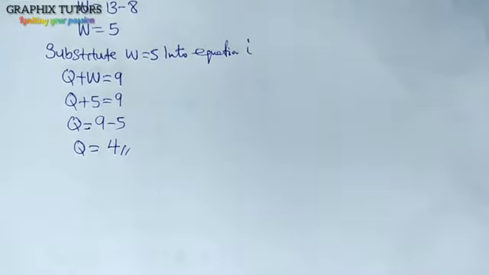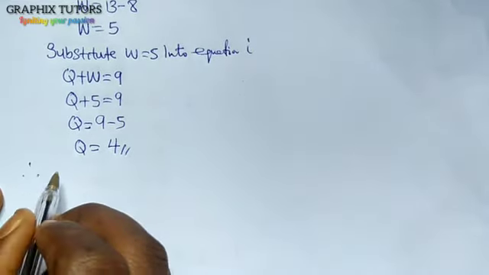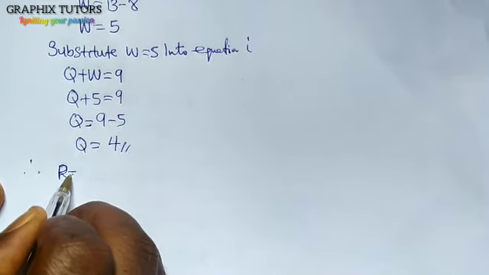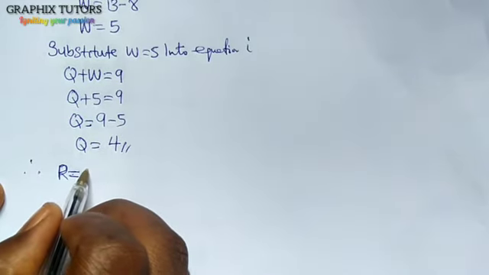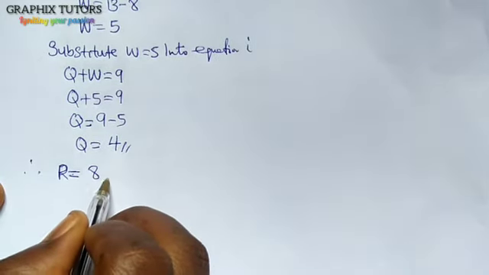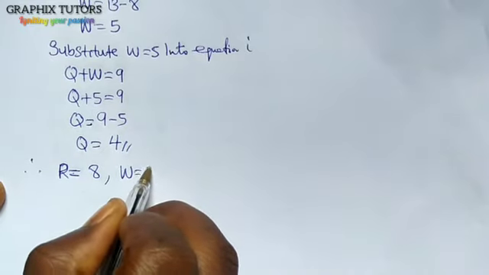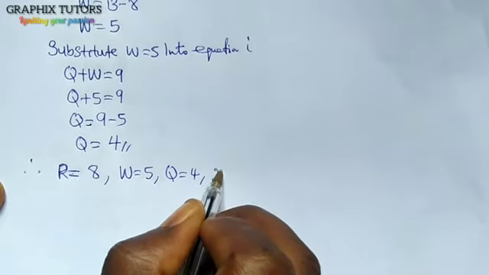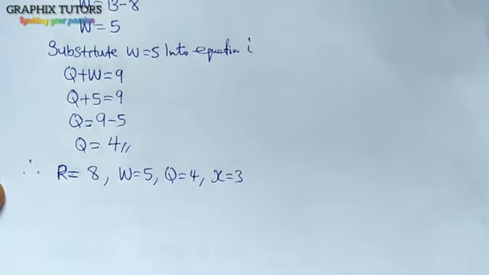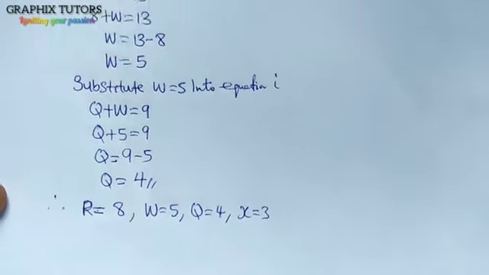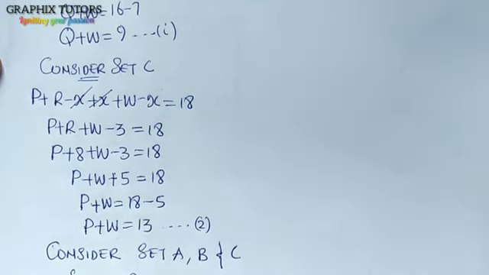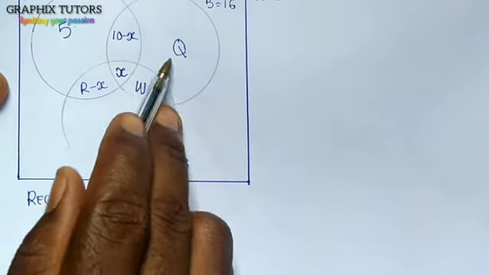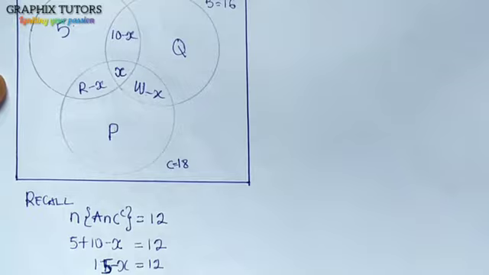So we successfully got it, and therefore my p is equal to 8, my w is equal to 5, my q is equal to 4, my s is equal to 3. Are we good? So we've gotten those values represented on our Venn diagram here. We've gotten p, w, q, and x. We've gotten all of them.